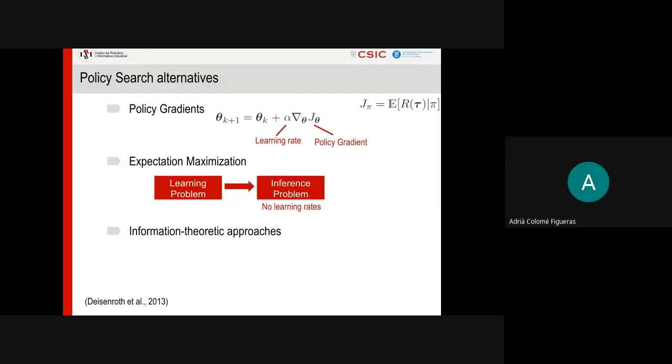There are also other approaches, like expectation maximization, in which we convert the problem into a statistical inference problem, where we do not have learning rates. But they are computationally expensive, and sometimes we need to solve very complex systems of equations. And there are also information theoretic approaches, which are based on information theory: basically, the robot doesn't want to lose information when updating its policy.